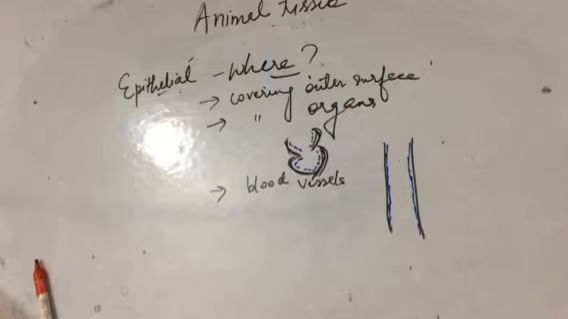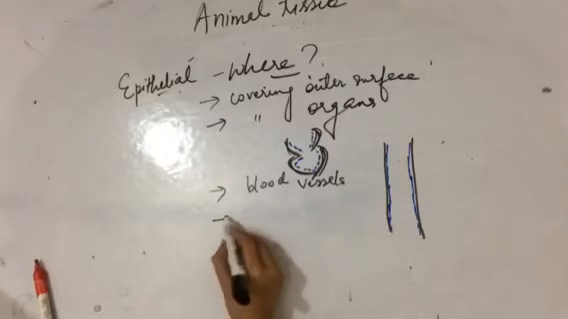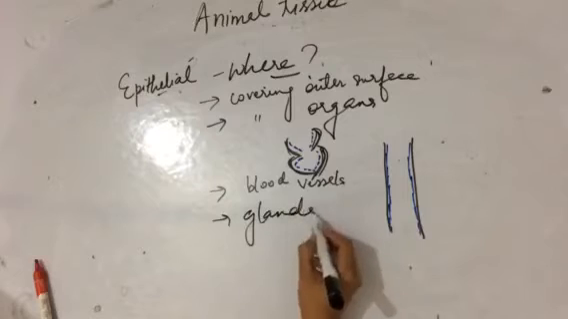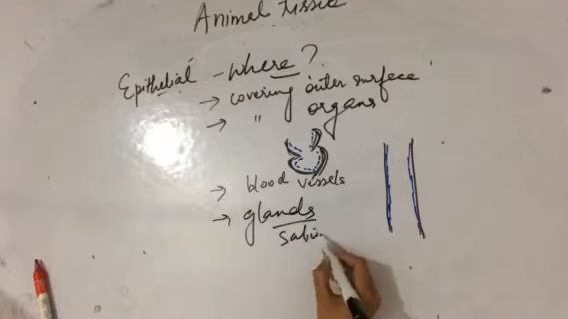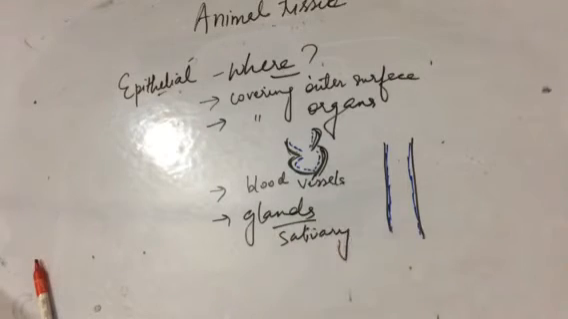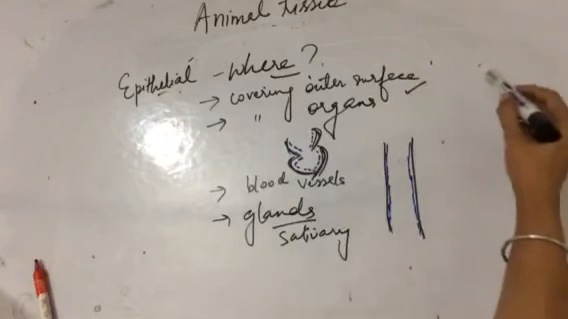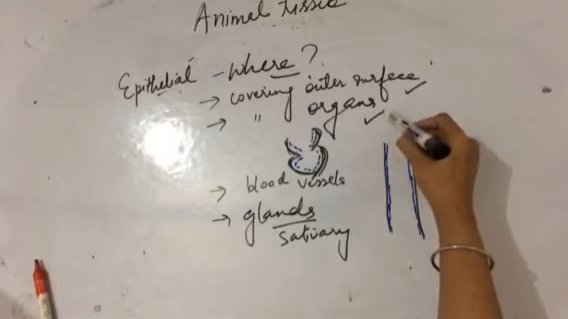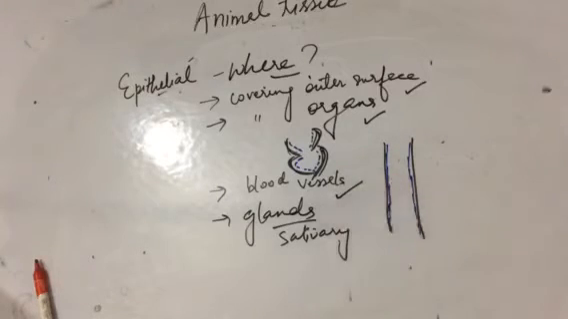It is also present in the glands. For example, in your salivary glands, this epithelial tissue is also present. Okay. So where is epithelial tissue? It is covering your outer surface of the body. It is lining your organs. It is present inside the blood vessels. It is also present in the glands. If it is present in all these areas, it might be playing a number of roles.